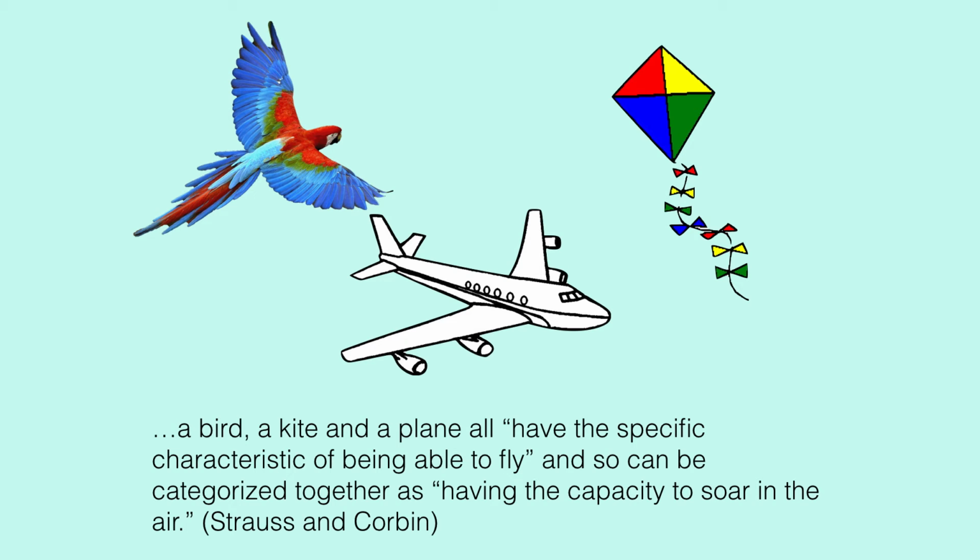Well, okay, but why did we choose those three to compare? Why did we choose to compare a bird, a kite, and a plane? If we'd compared a bird, a camel, and a mouse, our categorization would have been completely different.